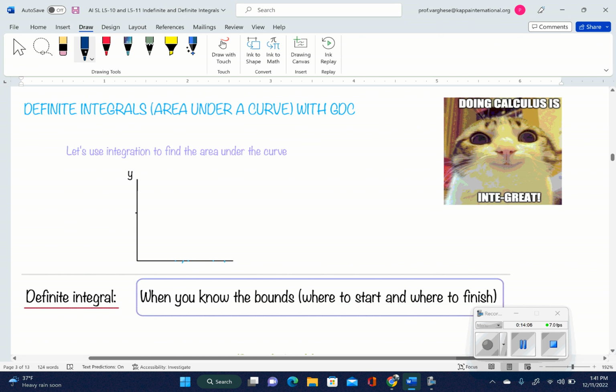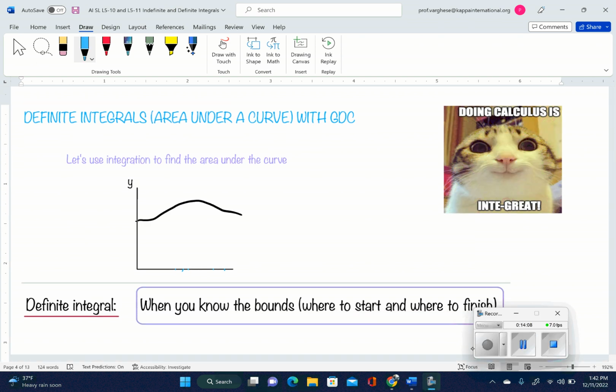Doing calculus is integrate. All right, so I think we've done definite integrals enough that we get an idea of it, but we'll just go ahead and refresh our memory. So for definite integrals, we're looking for area under a curve, but in this case, we're actually given where we start and where we end. So let's just say we call this A and we call this B. What we're looking for is the area under this curve all the way through from the function to the x-axis. Okay, so that's what we're looking for.